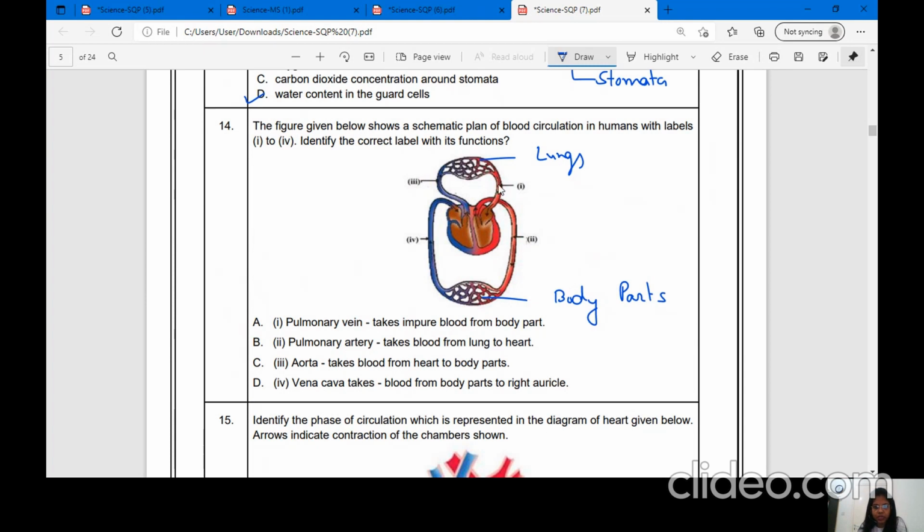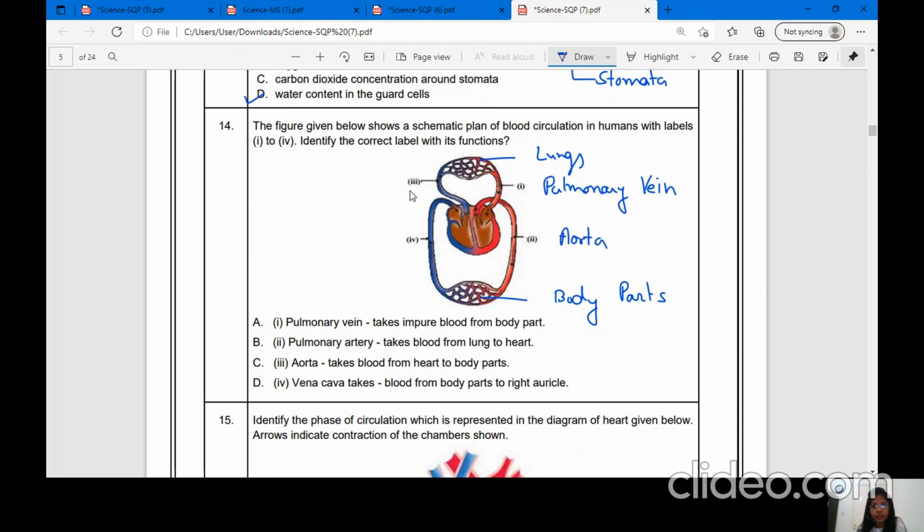Number 1 blood vessel, the arrow is towards the heart. It means blood is coming from the lungs to the heart. So what kind of blood will it be? From the lungs blood is coming, so it will be pure blood, oxygenated blood. Pulmonary. Pulmonary is the other name for lungs. Pulmonary vein. Okay, a vein always carries blood towards the heart. So now let's identify the second blood vessel. The second blood vessel is bringing blood from the heart to the body parts. So what is the second one? It is the aorta.